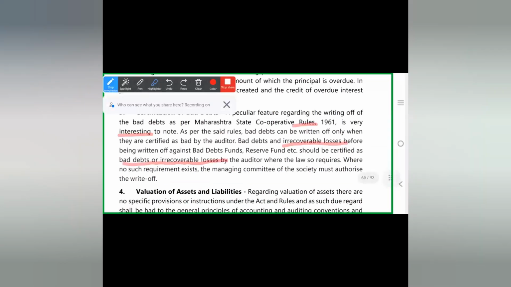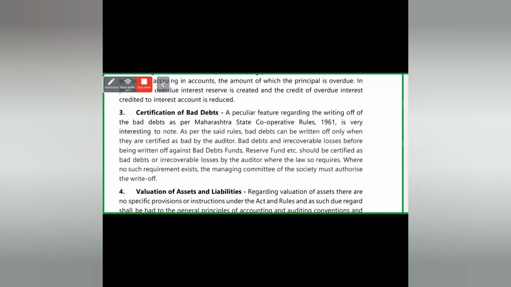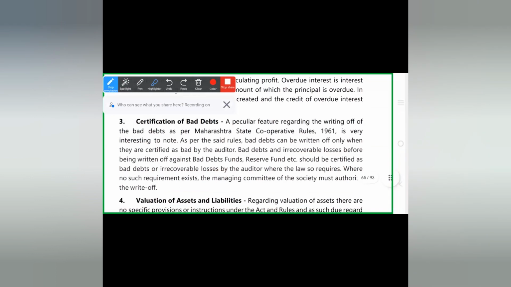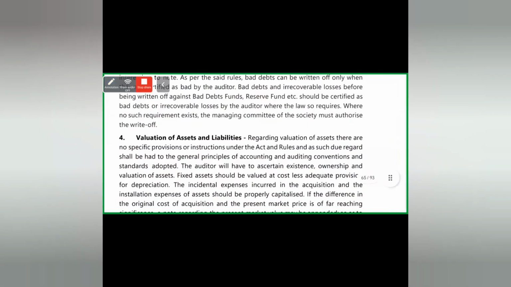Certification of bad debts. A very peculiar feature regarding the writing off of bad debts as per Maharashtra state cooperative rules is interesting to note. Bad debts can be written off only when they are certified as bad by the auditors. So this certification has to be done by the auditor, and they should be certified as bad debts or irrecoverable losses by the auditor since the law requires so.